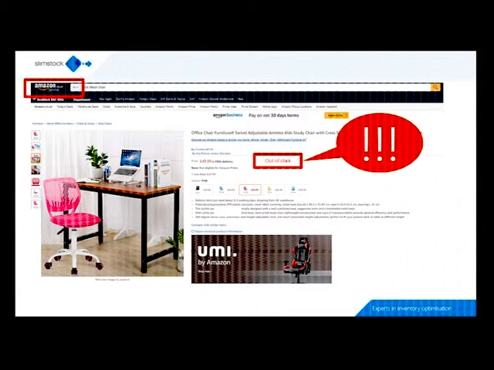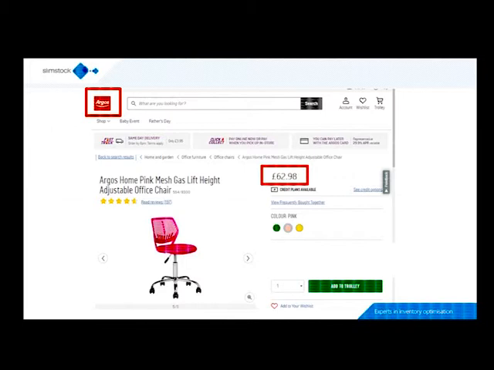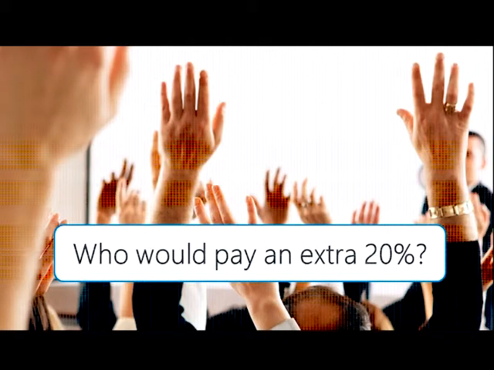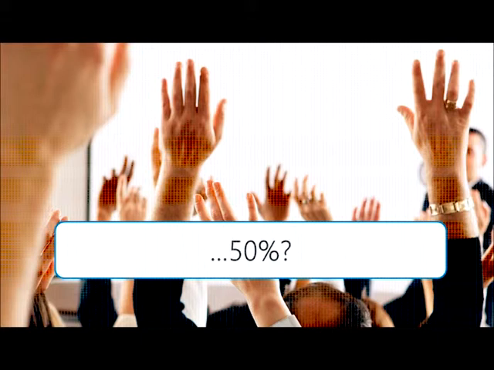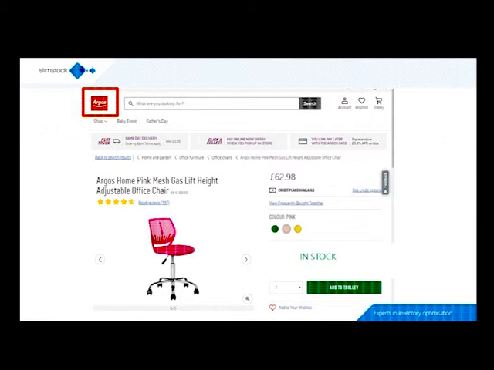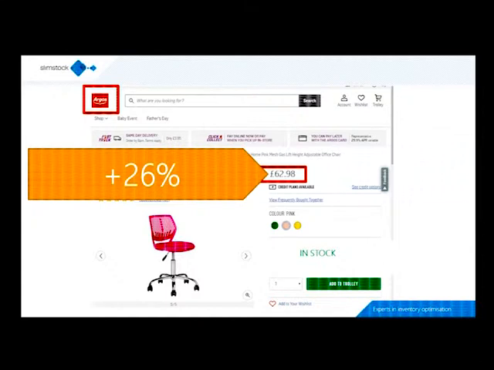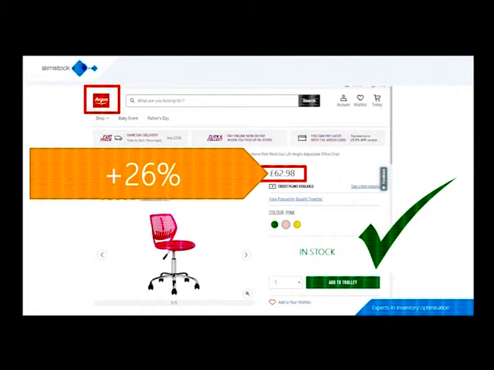So I was forced to look around and see what else I could find, and luckily Argos came to the rescue. Found the same chair, a little bit more expensive, but realistically, how much extra would I pay to be able to deliver that promise of putting her desk and chair in on the weekend? Would I have paid 20%? Yes. Would I have paid 30%? Probably. Maybe even 50%, and I guess it depends how much that product is needed to how much more you're willing to pay. On this occasion, Argos had the product at £62.98, and I was willing to pay 26% more than it would be from Amazon to ensure that I was able to deliver on my promise.